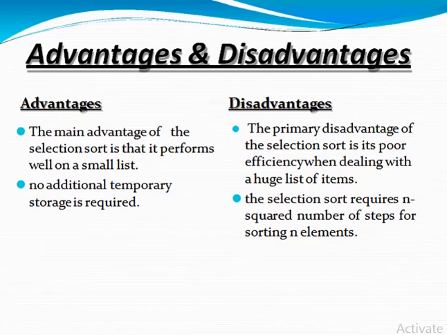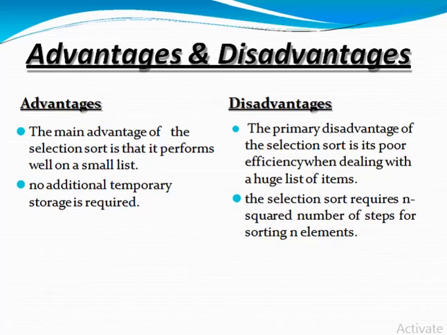Whatever the number of elements, it requires only that amount of space to store them. There are certain disadvantages of selection sort. The primary disadvantage is its poor efficiency. We cannot say that selection sort is as efficient as quick sort or merge sort. That's why it is not applicable to large amounts of data, only to small amounts of data. This is the major disadvantage.